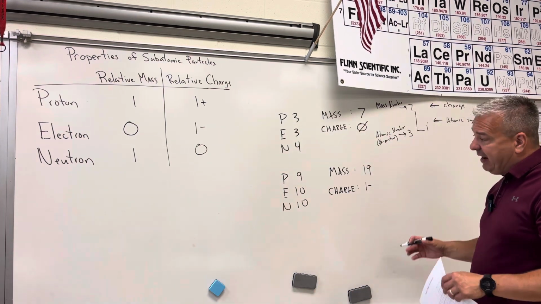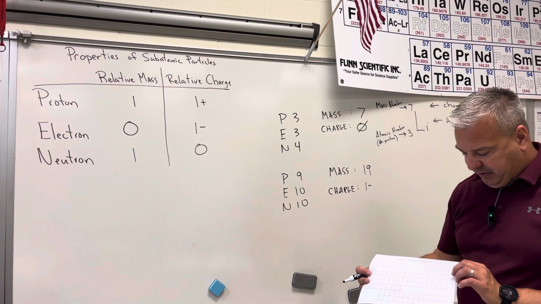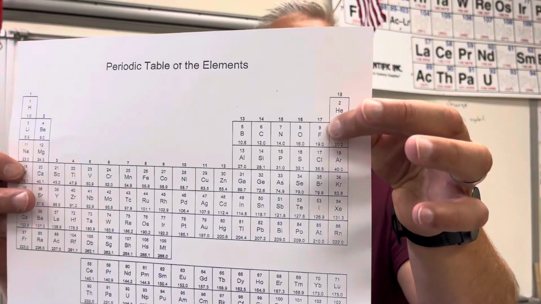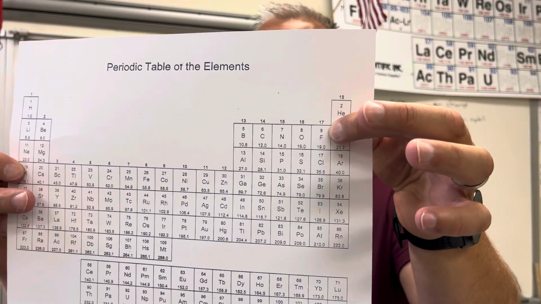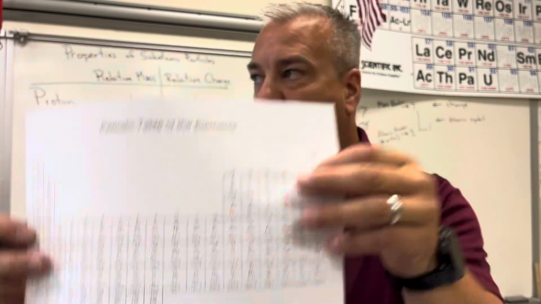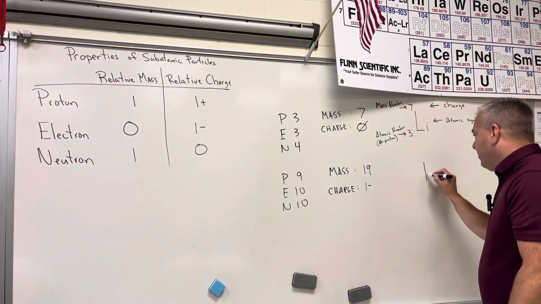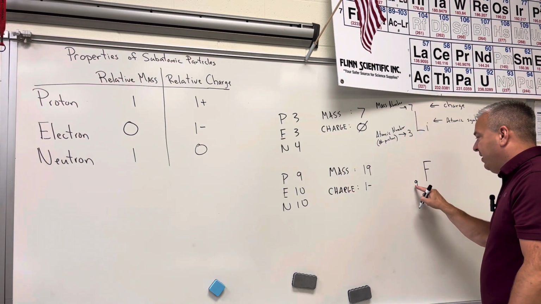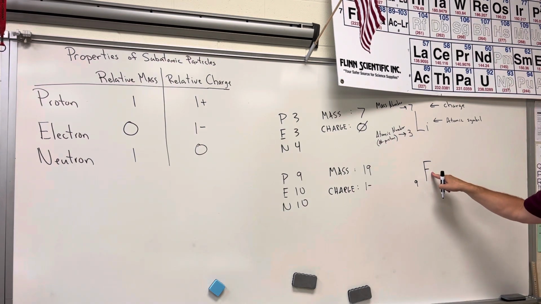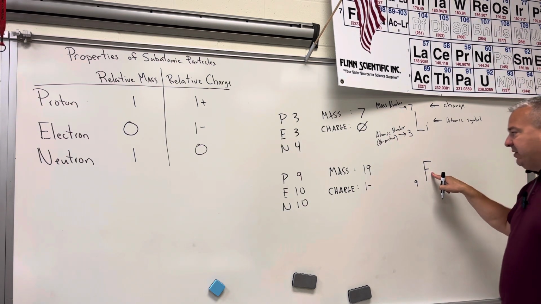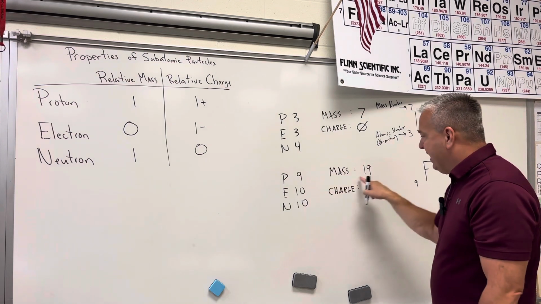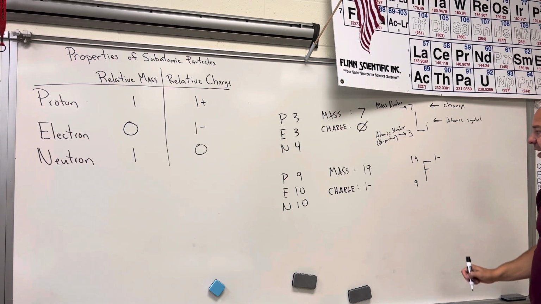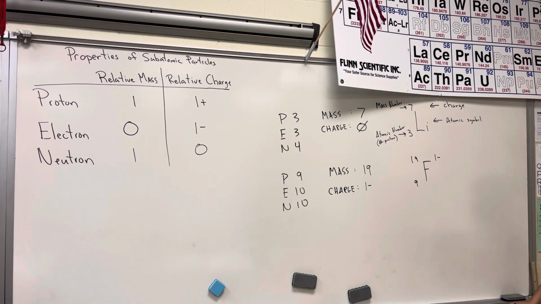So if we're looking at our periodic table here, and I'm going to point to it and hopefully bring it a little bit closer to the camera, we're going to see that the element that has 9 protons, or atomic number of 9, is going to be fluorine, which has an atomic symbol of F. So once again, whatever the protons are, that's going to be the atomic number, and whatever the atomic number is, that's going to be your atomic symbol. In this case, 9 matches up with fluorine. The mass is 19, so we're going to put 19 right here. And the charge is -1, so we put a -1 in the upper right-hand corner.